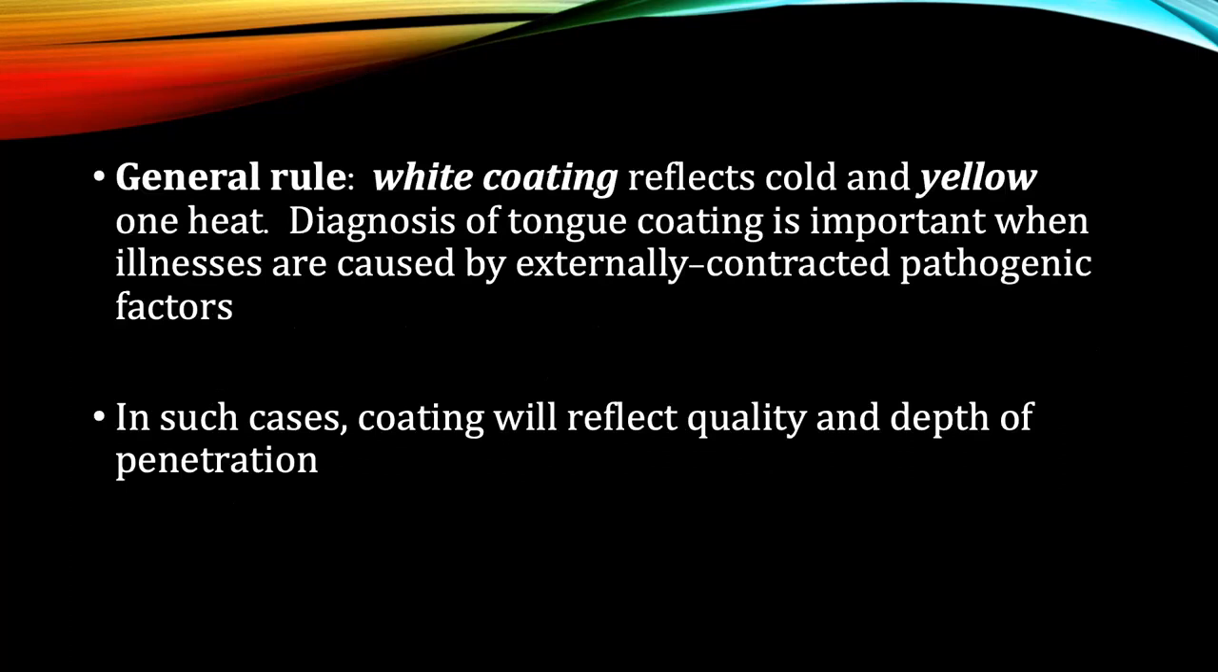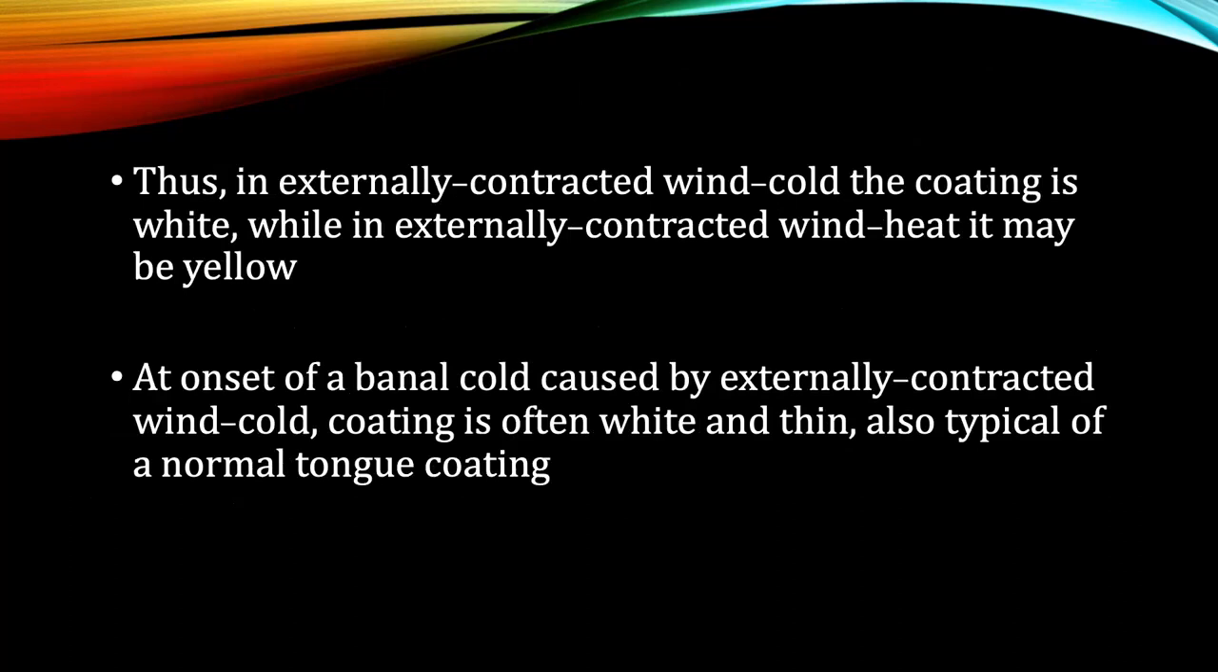As a general rule, white coating reflects cold and yellow coating reflects heat. Diagnosis of tongue coating is important when illnesses are caused by externally contracted pathogenic factors. In such cases, coating will reflect quality and depth of penetration. Thus, in externally contracted wind cold, the coating is white, while in externally contracted wind heat, it may be yellow. So this is the difference between cold and heat.